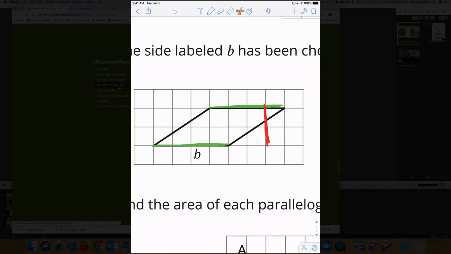There's our height. And how do we know that that's the height? Because it is perpendicular to both bases at all times. So it doesn't matter if I put the line here, the height, I could put it over here, I could put it anywhere, as long as I'm demonstrating that it is perpendicular to both bases.